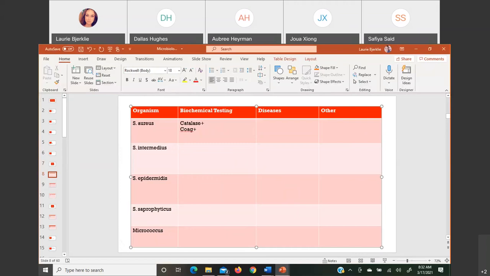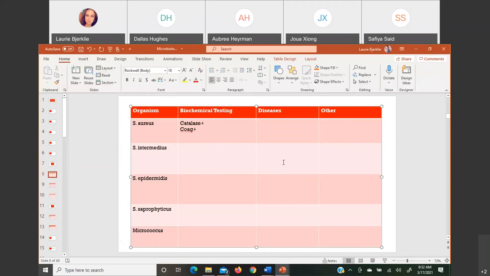Remember, there are two different types of coagulase testing, the slide and the tube. So sometimes they use one to confirm the other. Some of your facilities might have done both, and some might have only done one type of coag test. Okay, I'm going to leave that alone for now.